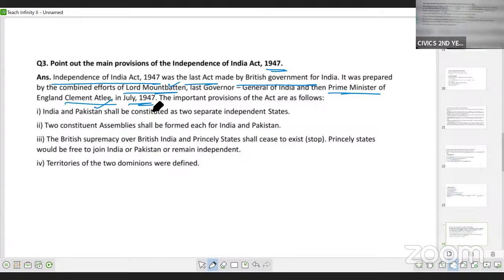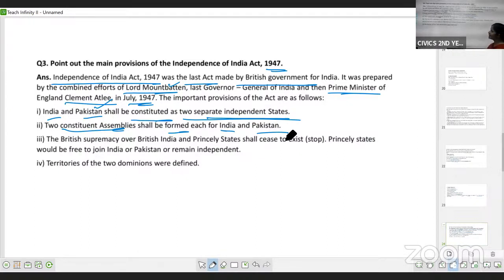So, what are the main provisions? Okay, the act says that India and Pakistan shall be constituted as two separate independent states. India will be partitioned and two separate states, that is India and Pakistan, shall be formed. Then, as two independent states are formed, two constituent assemblies will be formed to prepare a new constitution for each country. So, one constituent assembly for India and one for Pakistan.